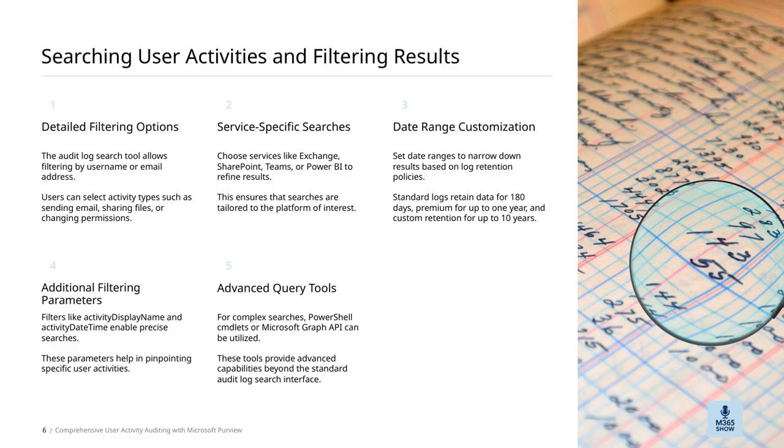When dealing with complex searches, PowerShell CMDlets or Microsoft Graph API come into play. These tools provide us with advanced capabilities that go beyond the basic audit log search interface, giving us greater flexibility and control. We can use advanced query tools with filters like Activity Display Name and Activity Date Time. These filters allow us to pinpoint specific user activities with precision, making it easier to find exactly what we're looking for.